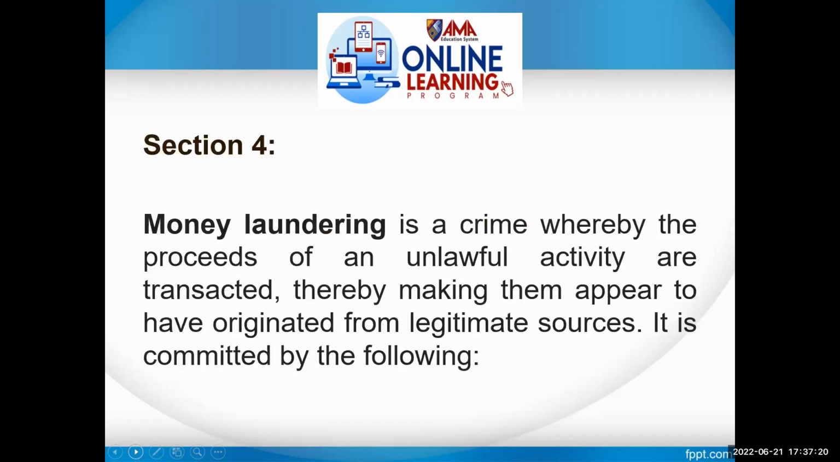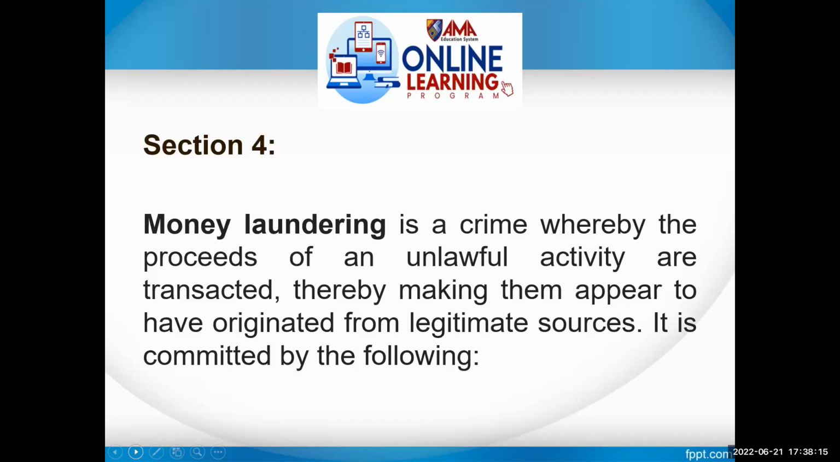So we go straight to Section 4 of the law, where it defines money laundering as a crime whereby the proceeds of an unlawful activity are transacted, thereby making them appear to have originated from legitimate sources. So money gotten from illegal activity, unlawful activity, is being deposited to the bank to make it clean, to make it appear that it is a legal means, a legal income, a legal revenue of that particular person or account.